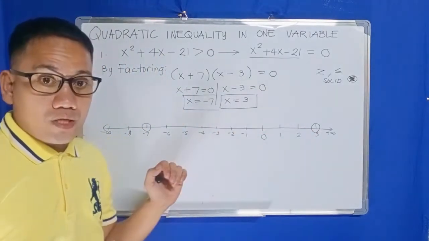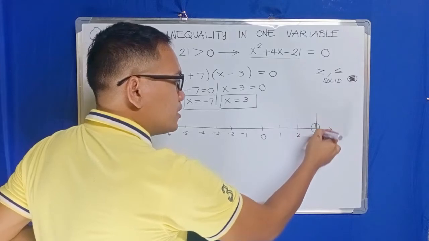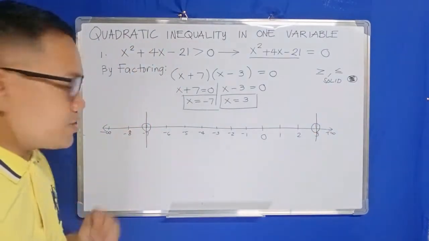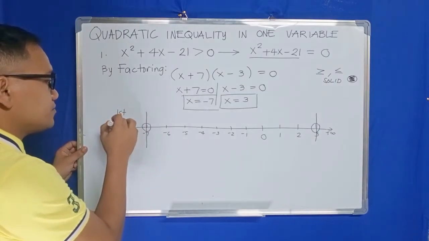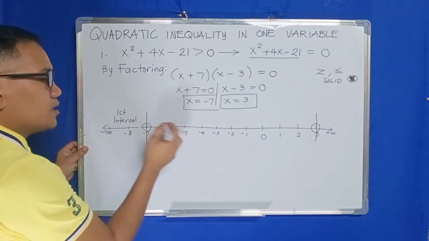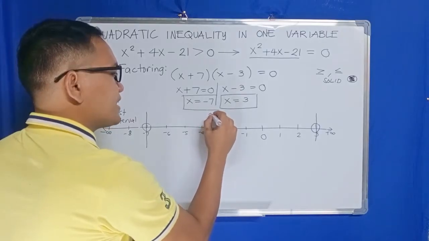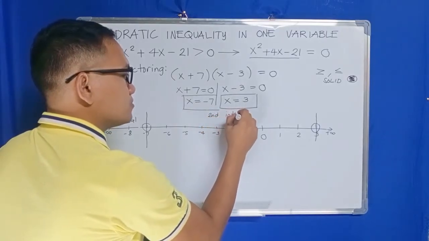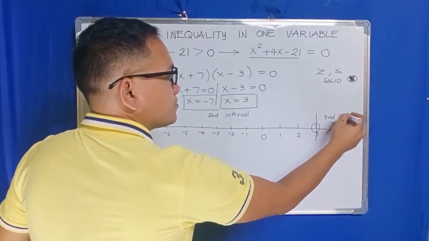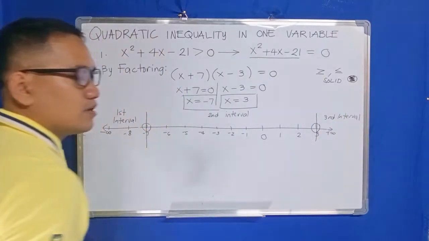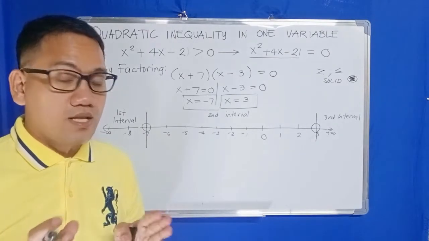After we locate our solutions, we notice that these roots or solutions divide our number line into 3 intervals, 3 parts, 3 regions. So we have the first region, this one. This is our first interval. The second interval is between negative 7 and positive 3. So we have this as our second interval. And of course, we have the third one, the third interval. So again, our roots or solutions divide our number line into three intervals, three regions.